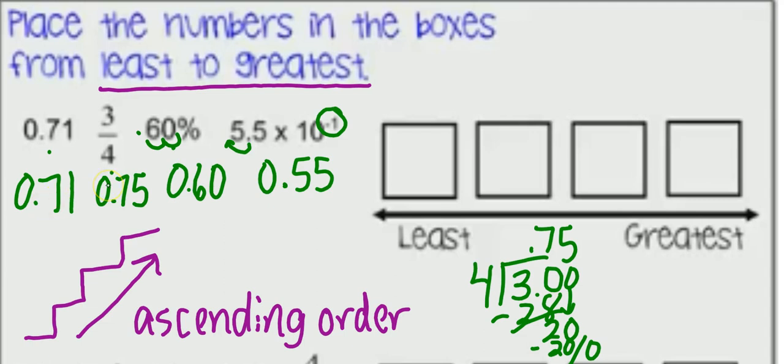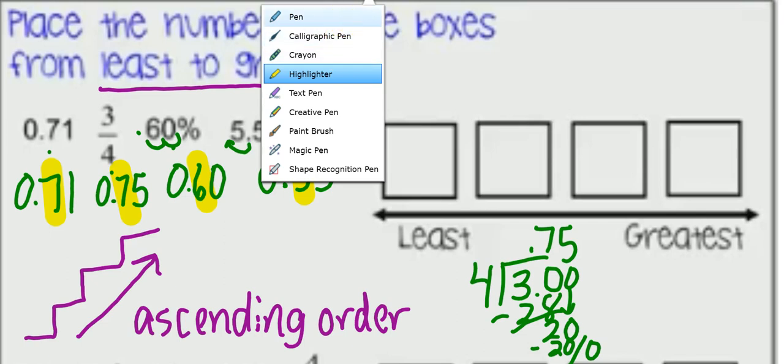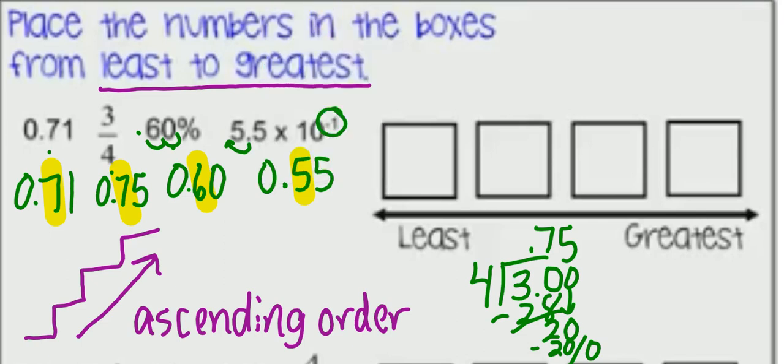If I look at these decimals, I'm going to compare first our place values from left to right. So they all have zeros in the ones place. Let's take a look at the tenths place. I've got a 7, a 7, a 6, and a 5. So I'm going to see that this one is the smallest. So I'm going to write this in our box as 5.5 times 10 to the negative 1. That's our smallest. All right, and now I'm going to look at the next number, which is 60%, because that's our equivalent. 60% is 0.6, so that comes next.